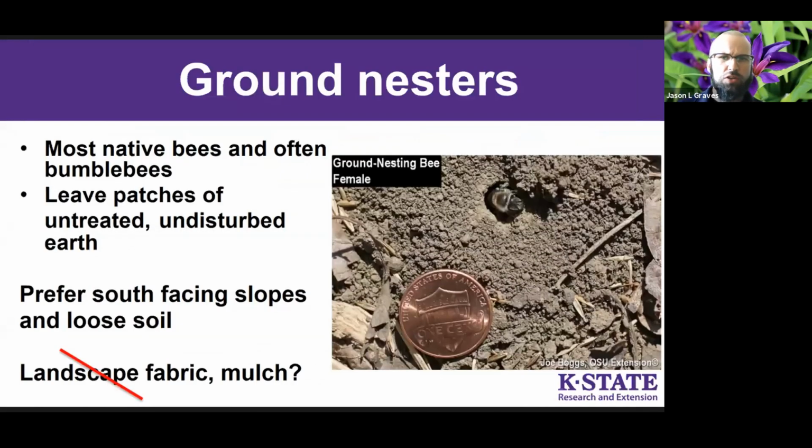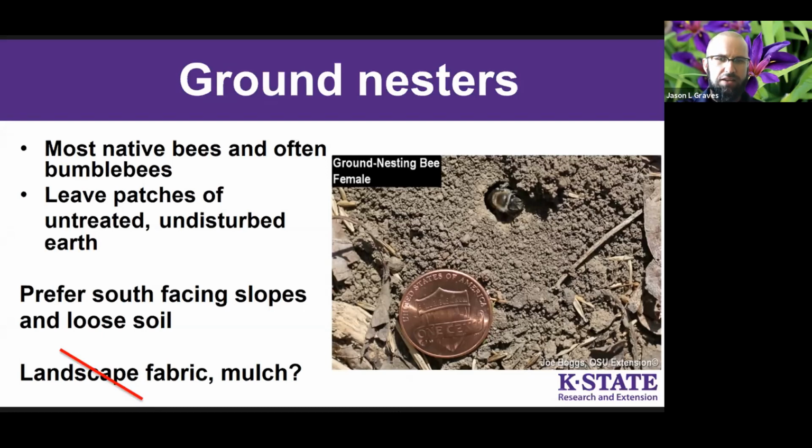So we'll start with ground nesters. Ground nesting bees are the most common as far as native bees go. And from what I have researched, about 70% of our native bee populations actually nest in the ground. So it's important when we talk about these ground nesters to think about how that relates to our gardening practices. How many of us are able to leave patches of untreated, undisturbed earth in our garden, or do we even consider that fact? Typically, these kind of bees prefer a south, warmer facing slope with loose soil.